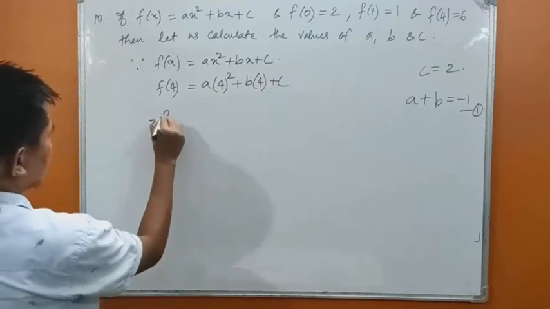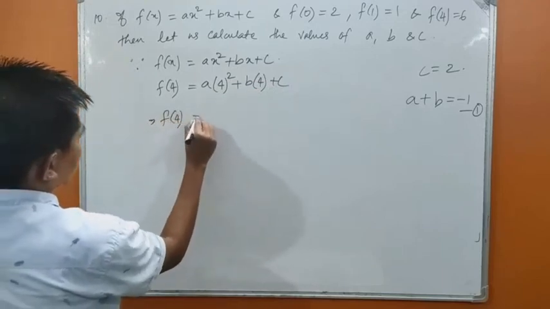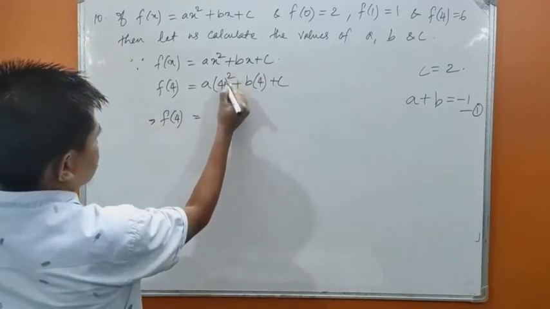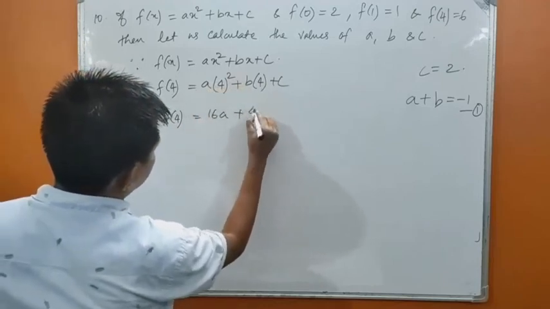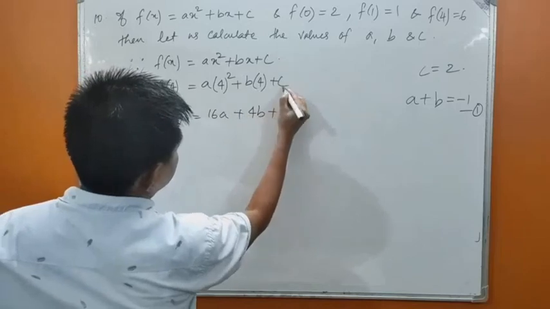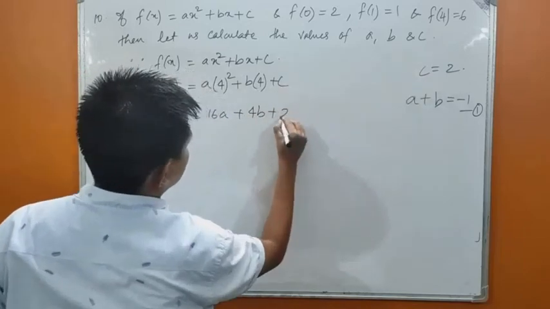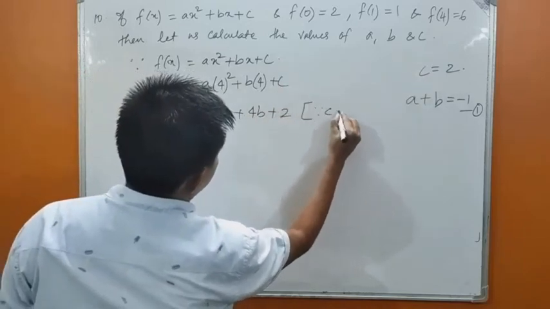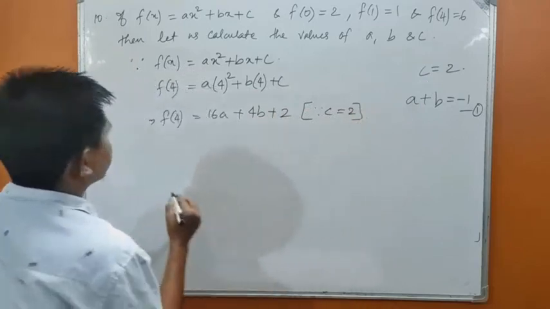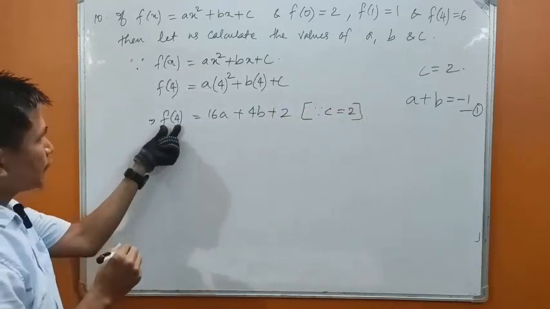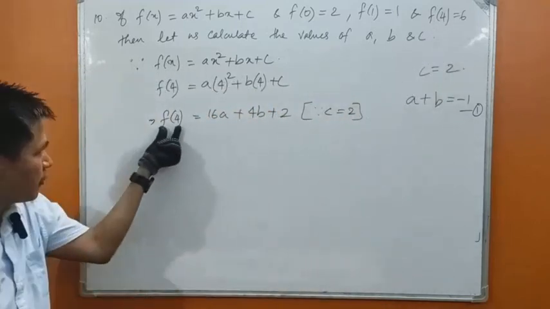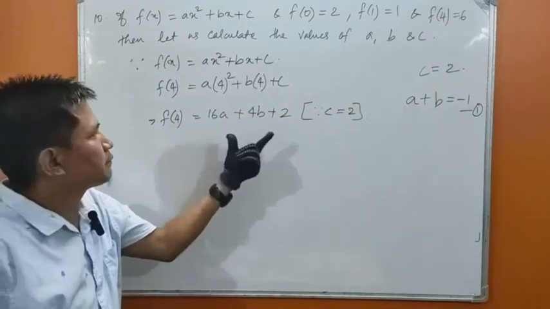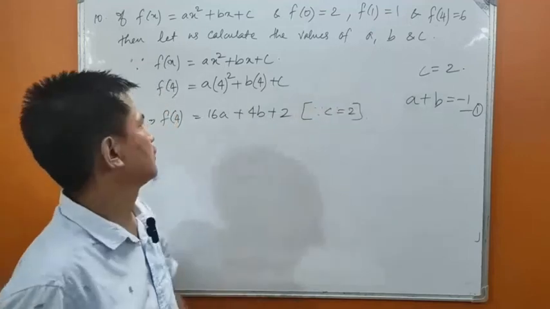So f(4) equals 4 square means 16 into a, 16a, plus b into 4 is 4b, plus c means 2. Since c equals 2, we already have the value of c. But the value of f(4) given to us is 6, and the value of f(4) we found must be equal to 6.